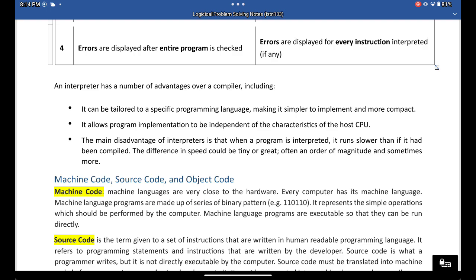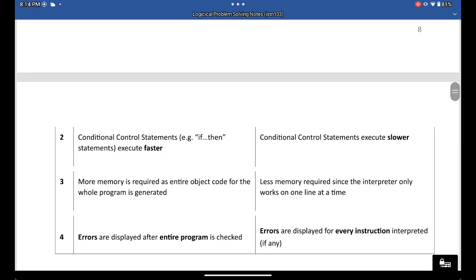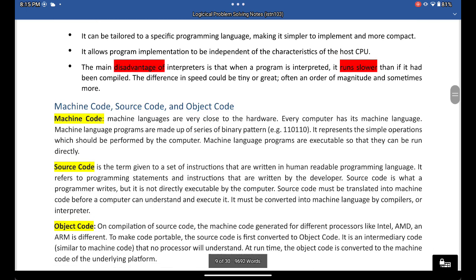The main disadvantage is that when a program is interpreted, it runs slower. So it's very important to remember that interpreters are very, very slow. A compiler compiles everything one time. It's fast and efficient. An interpreter, because it does all the lines as you write, is very, very slow, because it needs to really work on it.